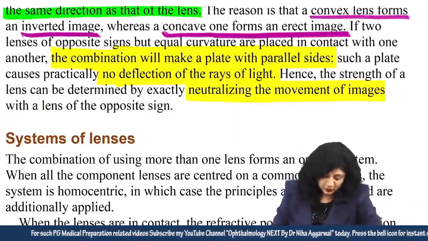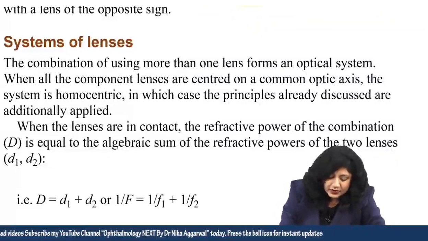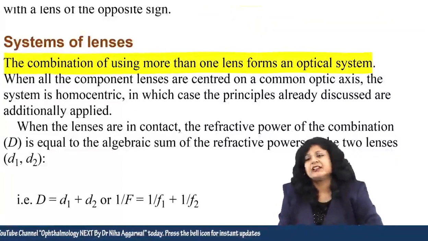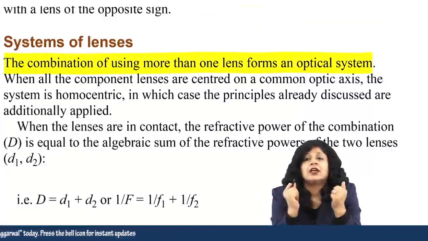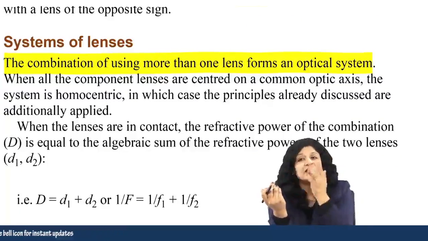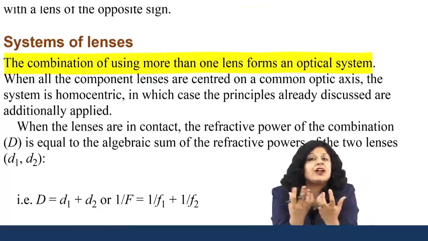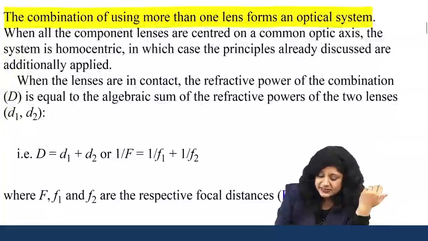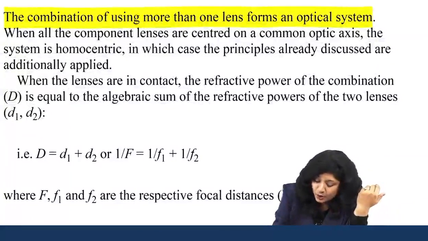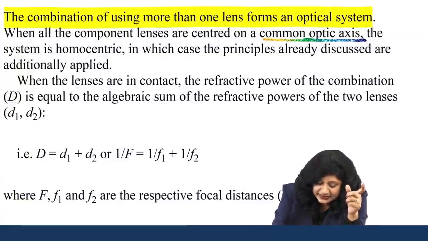Now we come to the systems of lenses, the combination of using more than one lens. If you are using more than one lens, that is the main basis behind so many instruments. You are using combinations of lenses in such a way that you are able to get something out of it. That is called an optical system, and all the component lenses are centered on a common optical axis. If all the lenses have the same optical axis, then this system is homocentric.